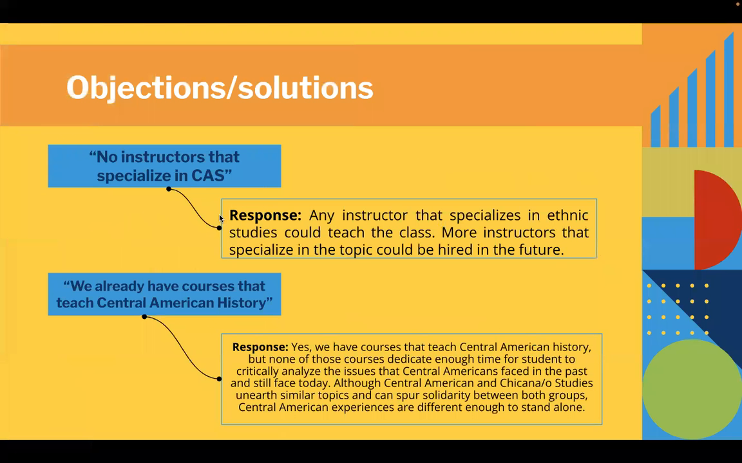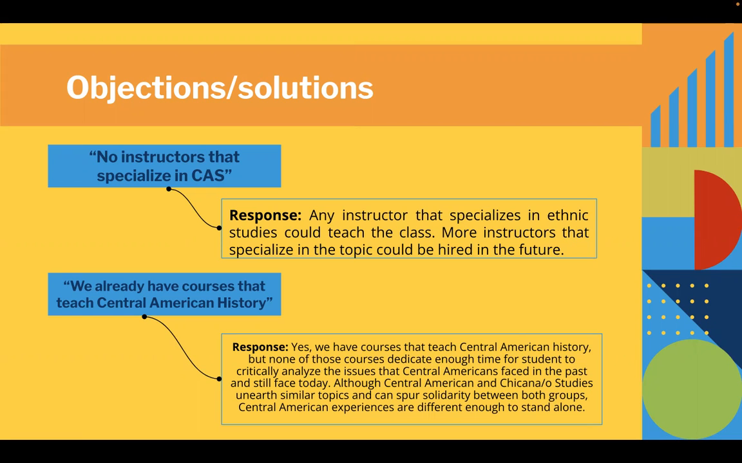For the objections and solutions, I really just found 2. One of the objections could be that there is no instructor that specializes in the class. I feel like any instructor that specializes in ethnic studies could teach the class. Most instructors that specialize in the topic could be hired in the future. I know of instructors who are not specialized in some of the classes that we are learning right now, and what they do is prepare during the summer, doing research to be ready for the students.